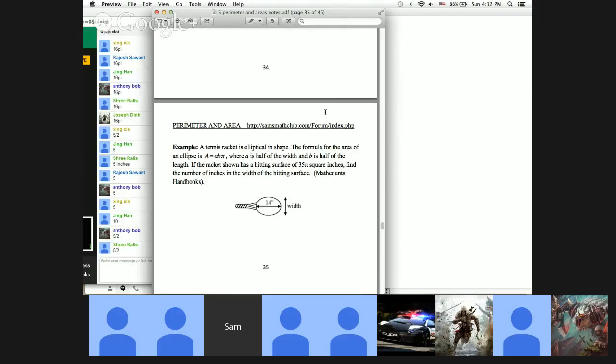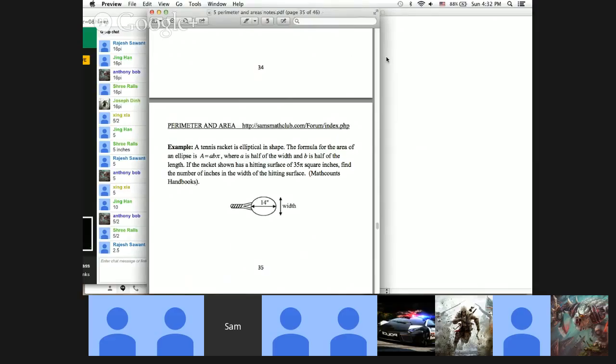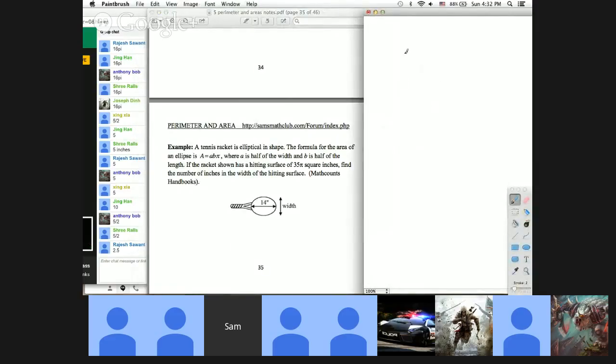Okay, I'll explain this problem real quick, but nice job, whoever got 10. The correct answer is 10, actually. I'll explain it. So it has the area equals AB pi, and it gives you the area of 35 pi, and it says A is half the width and B is half the length, and it gives you the length. So half the length is 7, multiplied by half the width, which we don't know, so we'll call it B, multiplied by pi, right? So through this, we solve B equals 5.